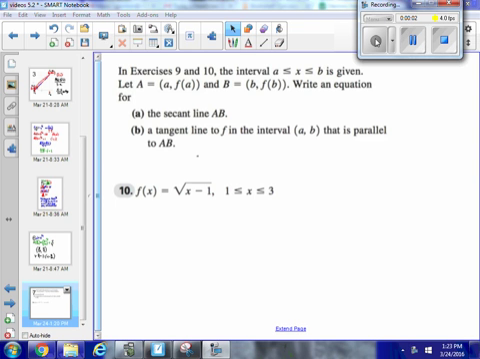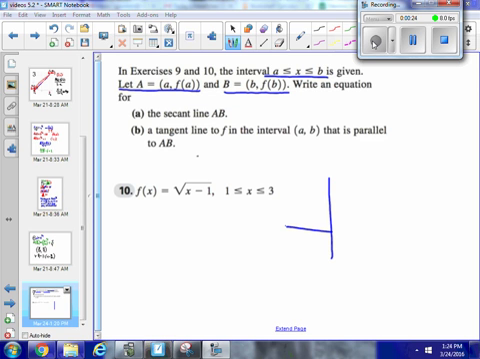In this problem, I am given an interval for a function. I'm told that point A is (a, f(a)), and point B is (b, f(b)). I don't know what this particular function looks like, but if I was just graphing some kind of function, here would be point A, here would be point B.